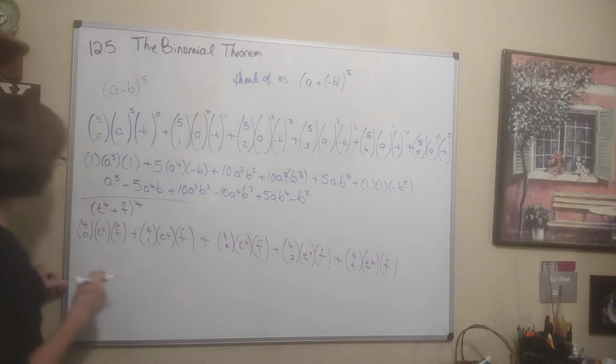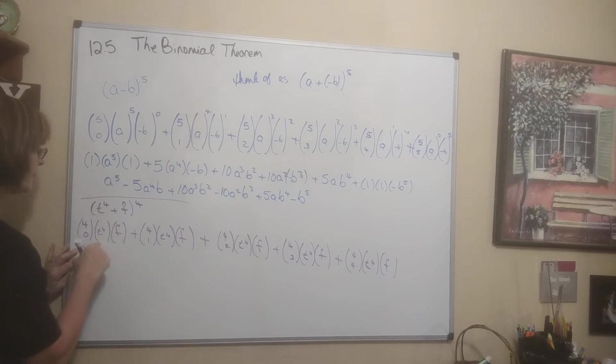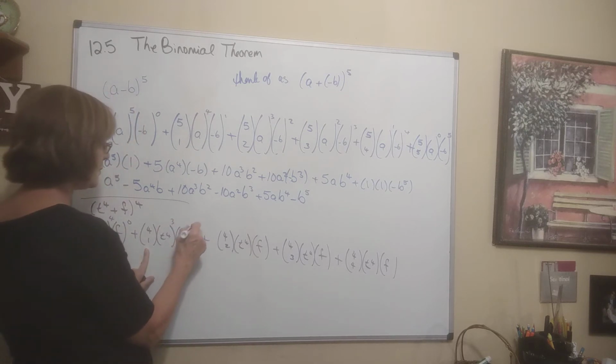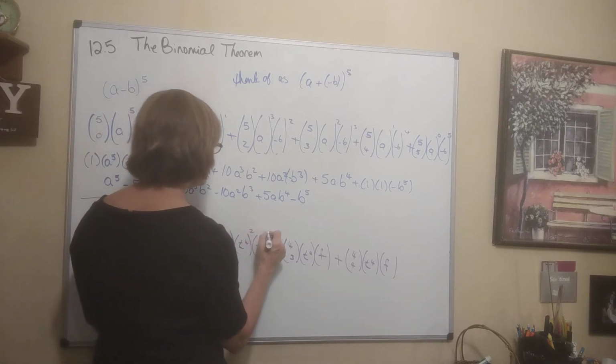Now, what are they being raised to? T to the fourth, the first time is to the fourth, and this is 0. And then it starts counting down. 3, and this is going to match this. 2, 2.